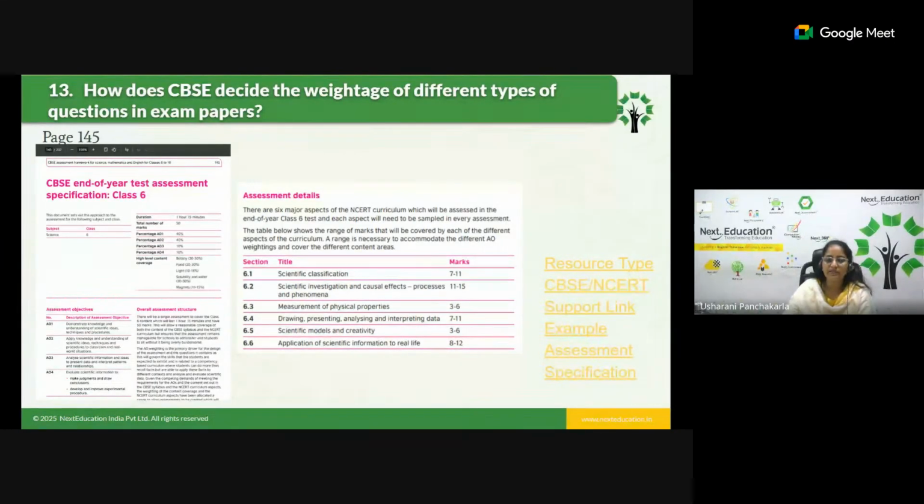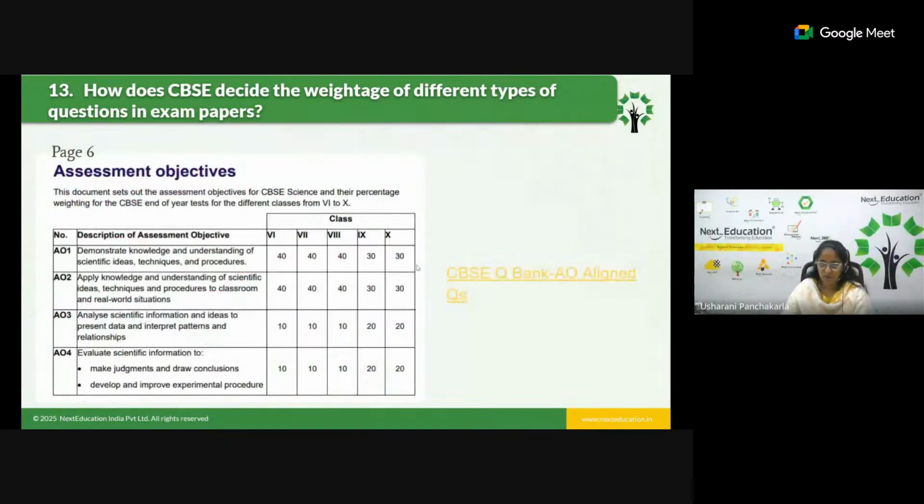It's not I who am emphasizing it, it's the CBSE which is emphasizing the percentage that should be given for AO1, that is remembering and understanding, 40%. The next, application, should be 40%, analyzing should be 10%, and so on. When you see across the grades, you can see the percentage is changing. So 40, 40, 40, and 30, and 30. So the remembering level is decreasing when it comes to 9th and 10th.